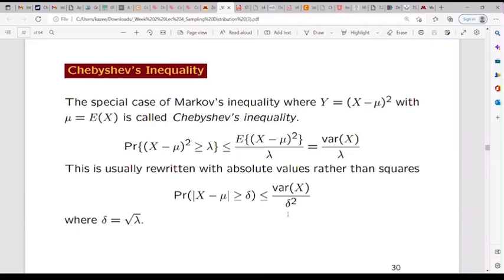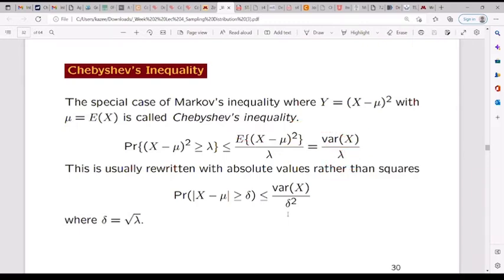The Chebyshev inequality is trying to tell you that if I have a random variable X, and the mean of that random variable X is mu, the probability of the square of the difference between the random variable X and mu greater or equal to a particular constant lambda will be less or equal to the expectation of the square of that difference divided by lambda, which is more or less the variance divided by lambda. What do we use this for?